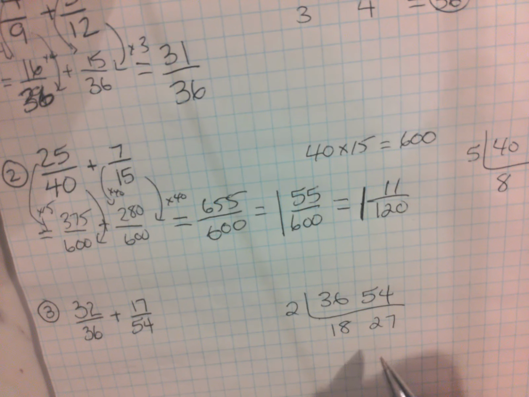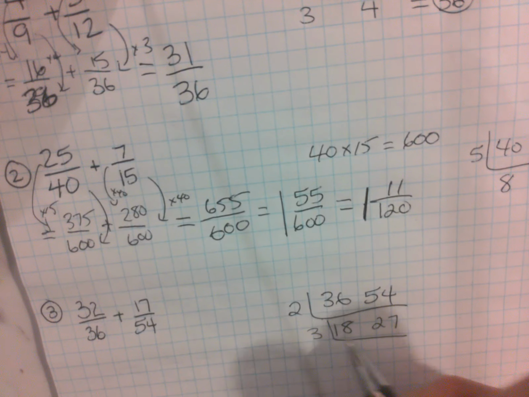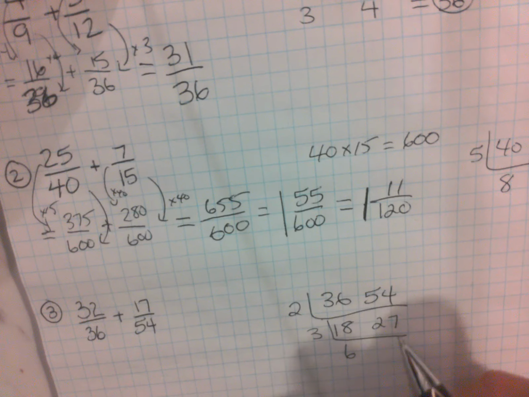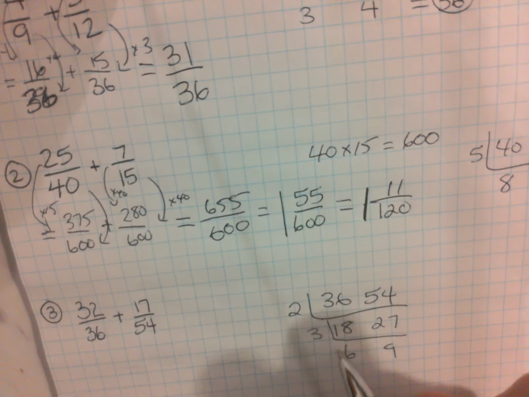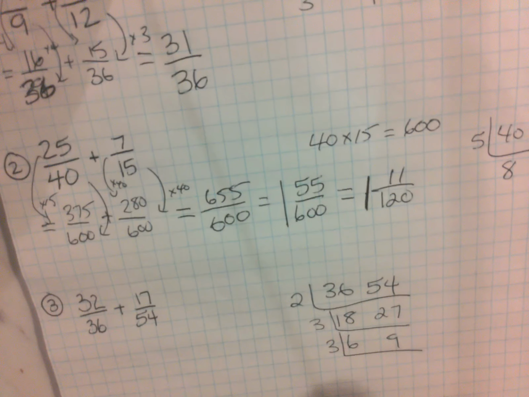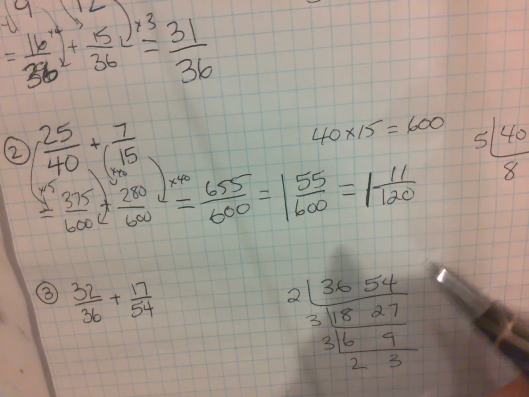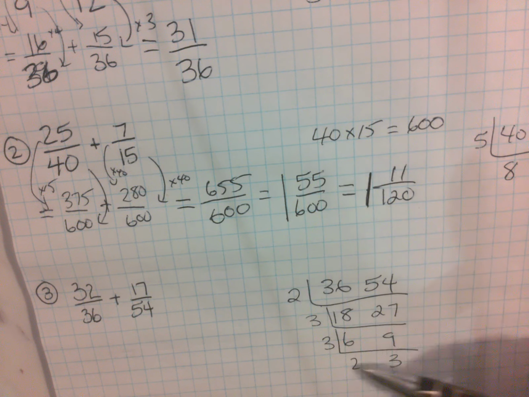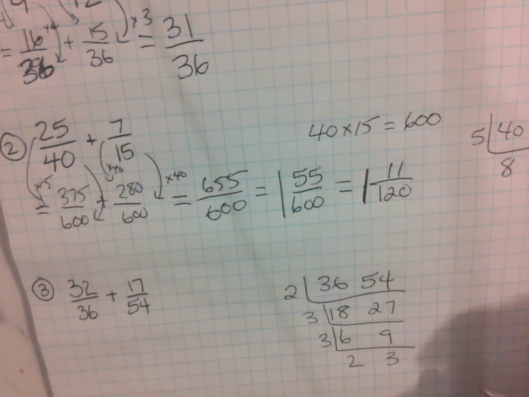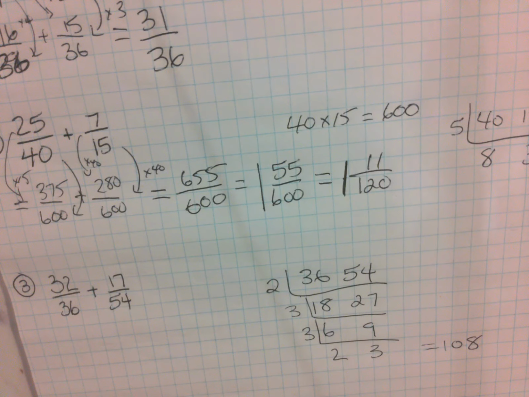2 can't divide equally into both of them, but 3 can. And that goes in 6 times, and that goes in 9 times. Oh, look at this. I can take out 3 from each of those again. This gives me 2, and this gives me 3. So I can see here that if I multiply all of these numbers together, I'm actually going to get a total of 108. And this is the lowest common denominator that I can use.